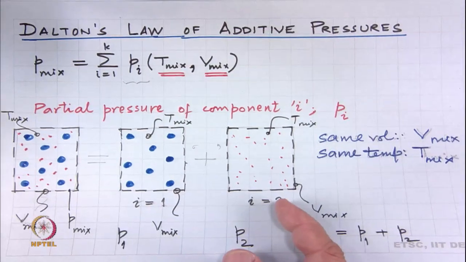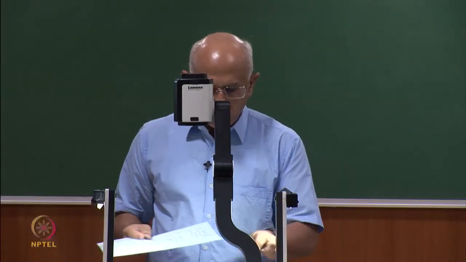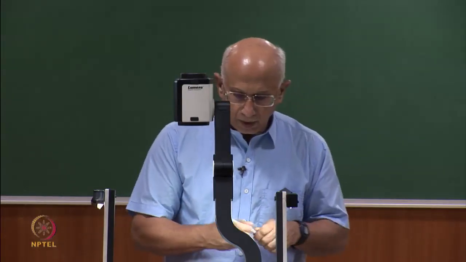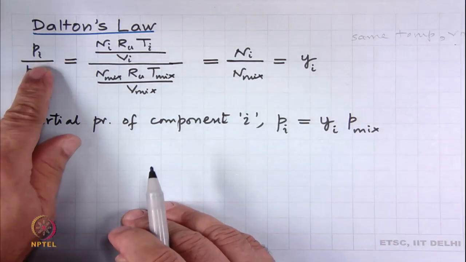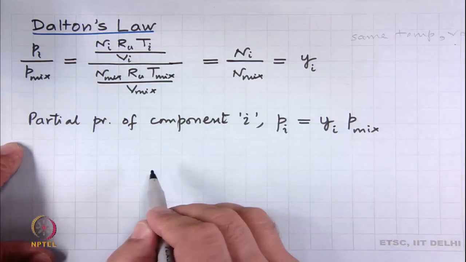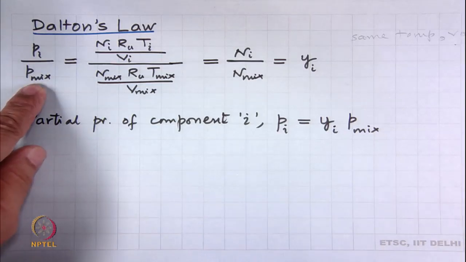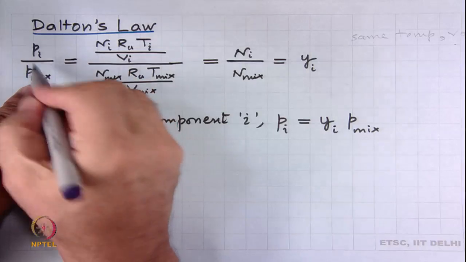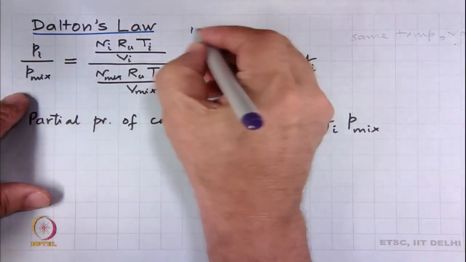A consequence of this law is that we can now extend it and say that I will now look at the ratio of the partial pressure of the ith component, the partial pressure of the component I, to the mixture pressure, and this we can write, given that the ith component is an ideal gas.